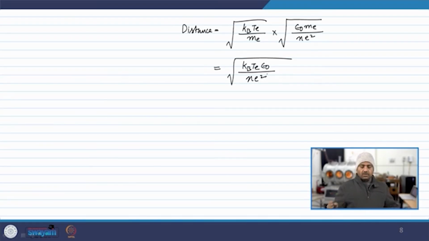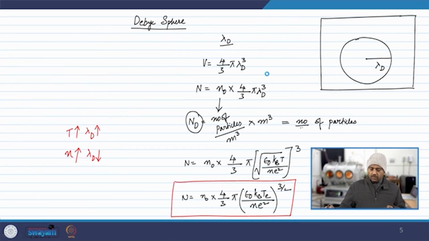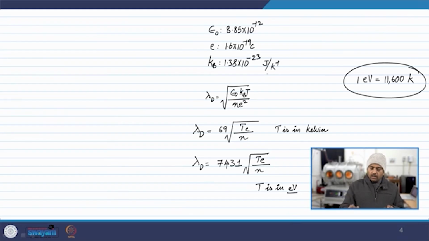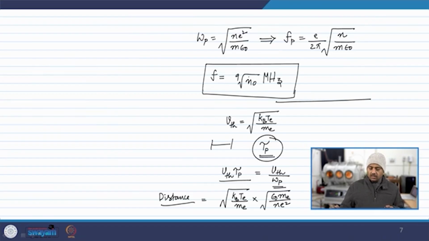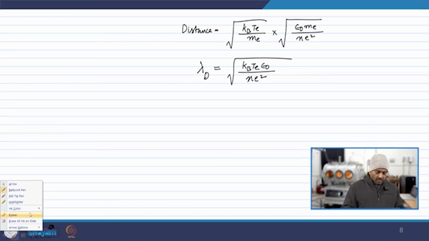Does this expression on the right hand side look familiar? Does it? You go back and see, yeah, here it is, or even here, right. It is nothing but the Debye's length. So, this distance can now be comfortably named as the Debye's length, right. So, this Debye's length is a natural consequence.